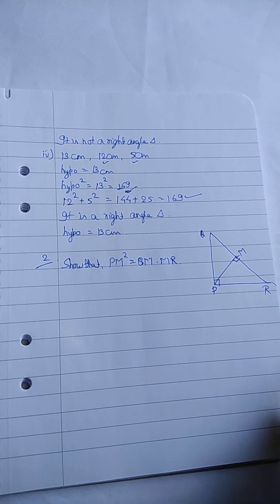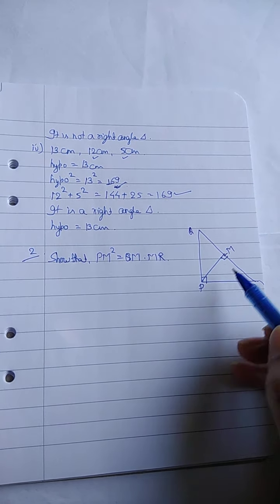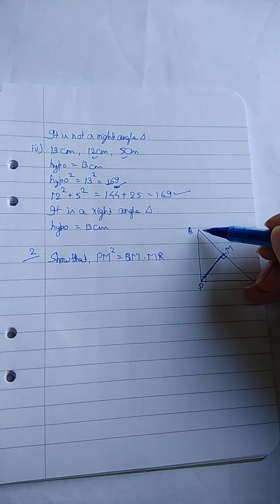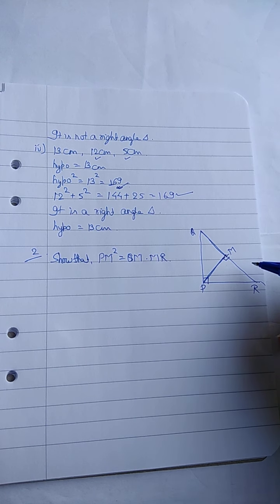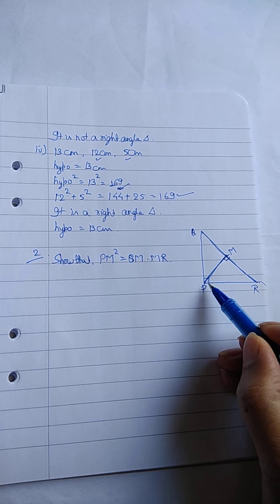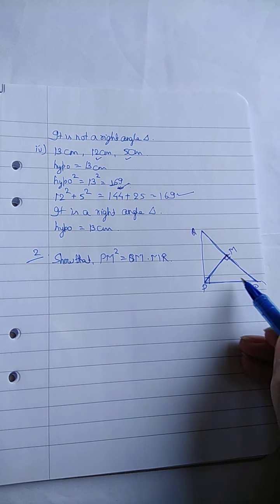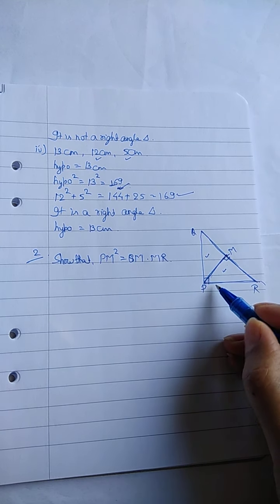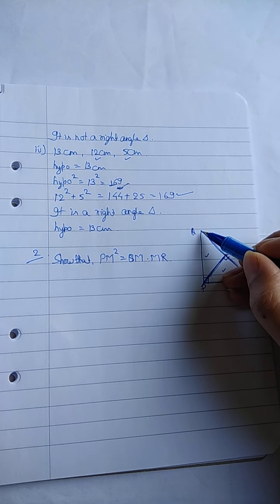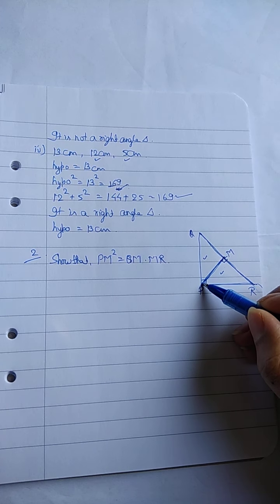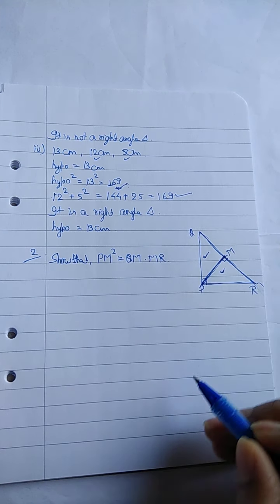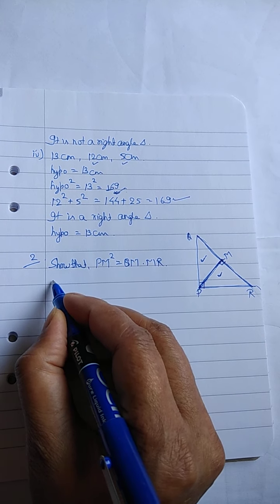Okay, so where is PM? PM is this, QM is this, and MR is this, correct? If we are able to show that this triangle and this triangle are similar, that means we can find out the ratio of the corresponding sides. Because these lines are only related with these two triangles, correct? So let's see.